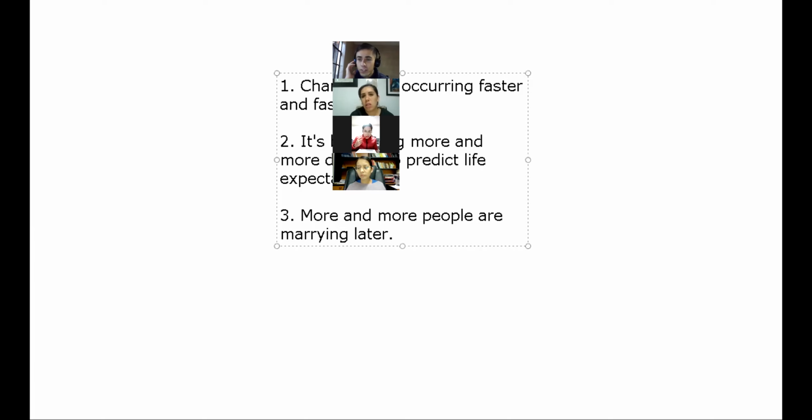Yes, faster is the adverb because it's modifying occurring. Occurring is the action, fast is the adverb. But fast is a short adverb and it can take -er at the end. I understand. Okay, why does "more and more" appear at the beginning of the sentence in sentence 3?